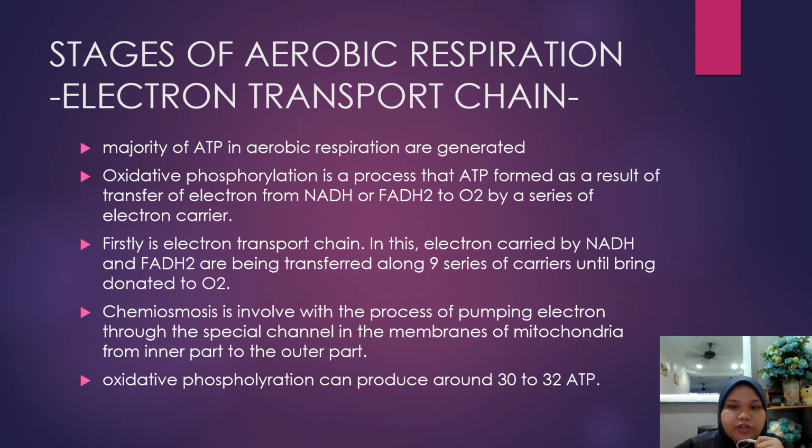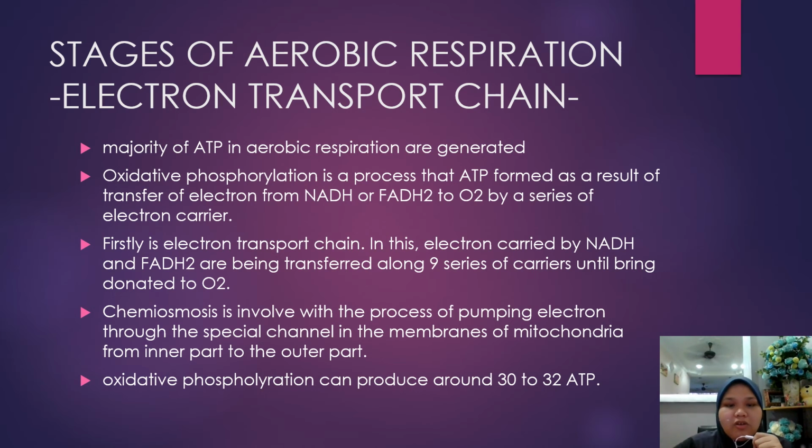Next, we go to the electron transport chain, where the majority of ATP in aerobic respiration is generated. Oxidative phosphorylation is a process in which ATP forms as a result of the transfer of electrons from NADH or FADH2 to O2 by a series of electron carriers. Firstly is the electron transport chain. In this, electrons carried by NADH and FADH2 are transferred along a series of carriers until being donated to O2, which is a very long chain.